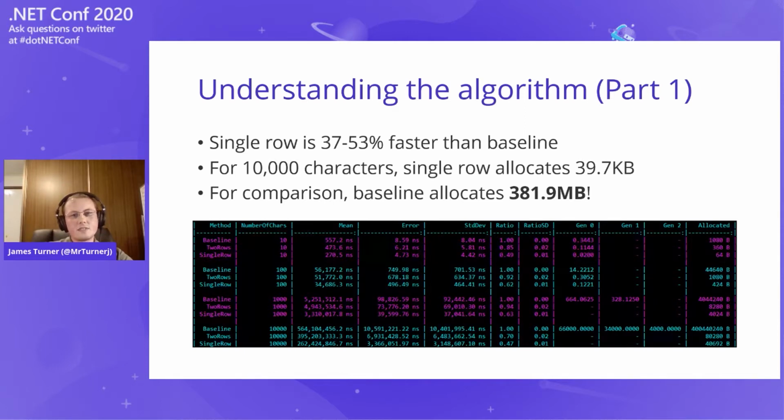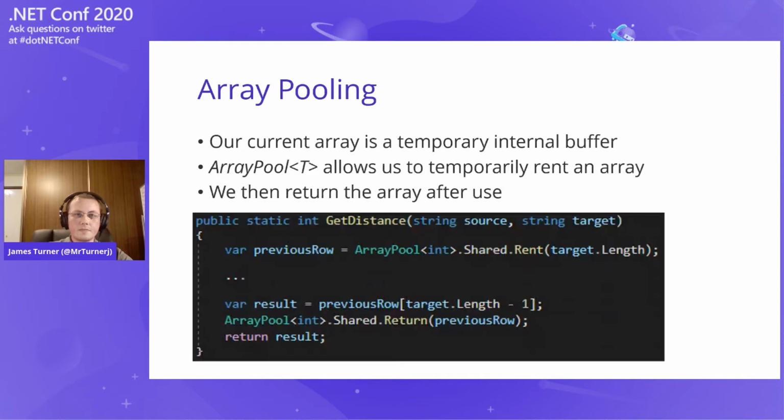All these gains are from just taking a closer look at the algorithm and how we can be smarter with it. For the little memory we are still allocating, we can now use a feature in .NET to remove it entirely, called array pool. Every call to get distance was creating a new array for tracking our row of edit costs. Instead, we can rent an array from array pool, avoiding the allocation costs associated with creating a new array.